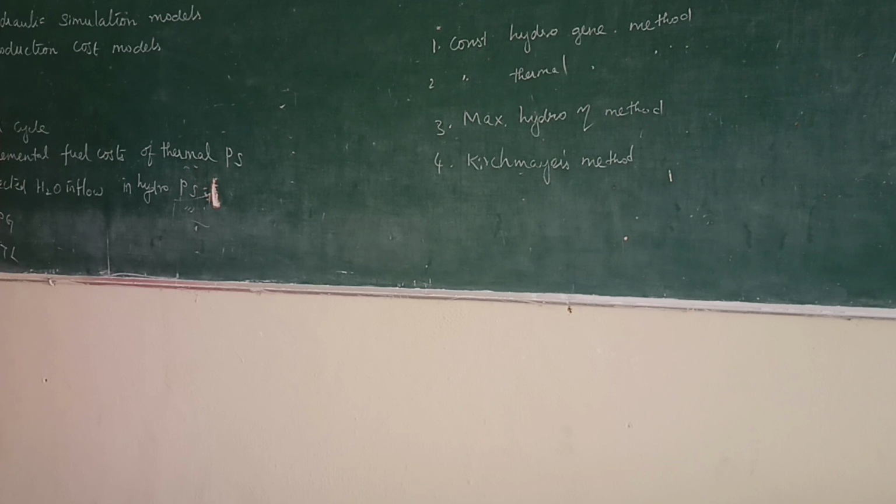We are going to increase the power in the thermal power station. Once the power is increased, what about the fuel cost? The fuel cost also gets increased, isn't it? So the incremental fuel cost of the thermal power station and the expected water inflow in the hydro power stations are needed. Automatically water is also needed, whether a higher amount or less amount, whatever it is.